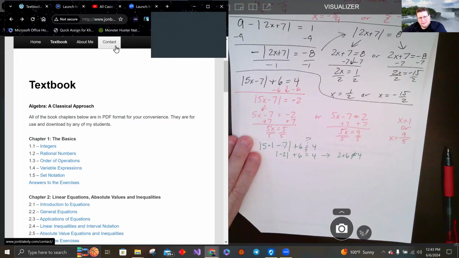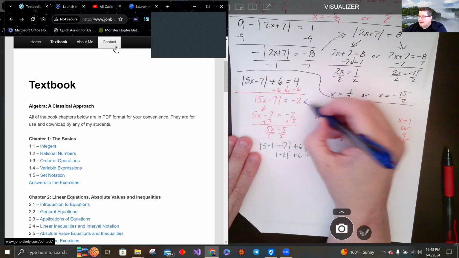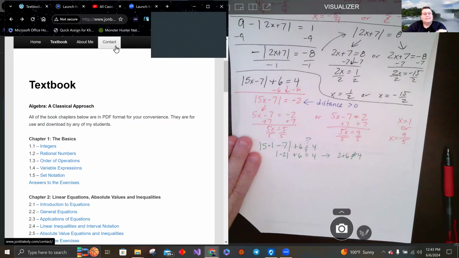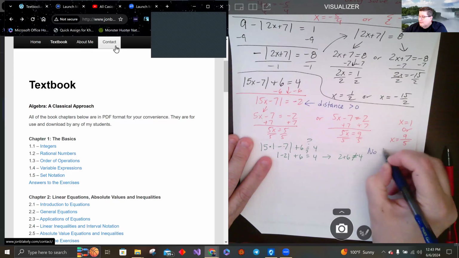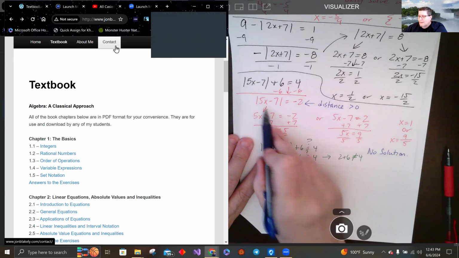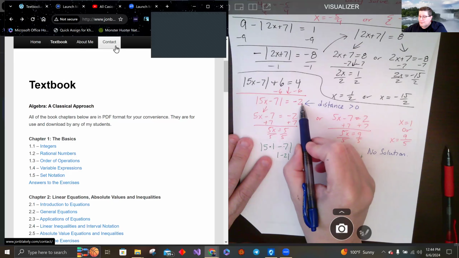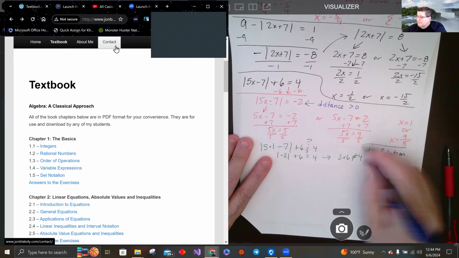Why didn't this work? Pause it, see if you can figure it out. All right. If you said this represents distance and distance has to be greater than 0, you're correct. Distance has to be greater than or equal to 0, so this has no solution. There's no solution that will make this equal negative 2, because this is always greater than or equal to 0. There's no solution on this problem.